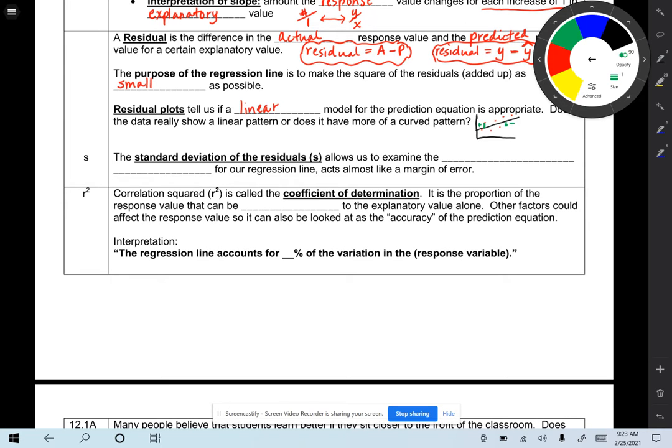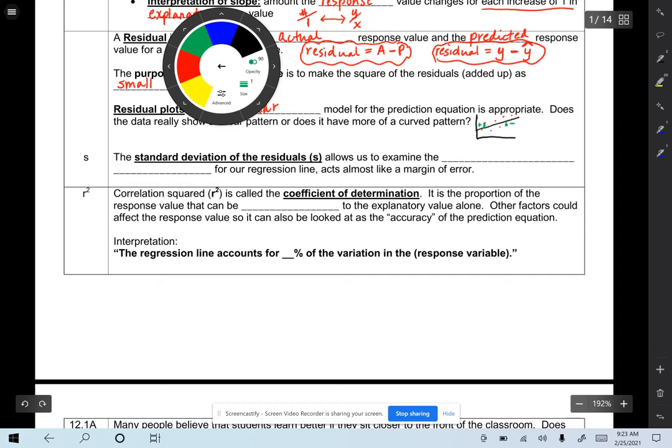And then the residual plots look like this. I'll make it bigger. You have this line here.